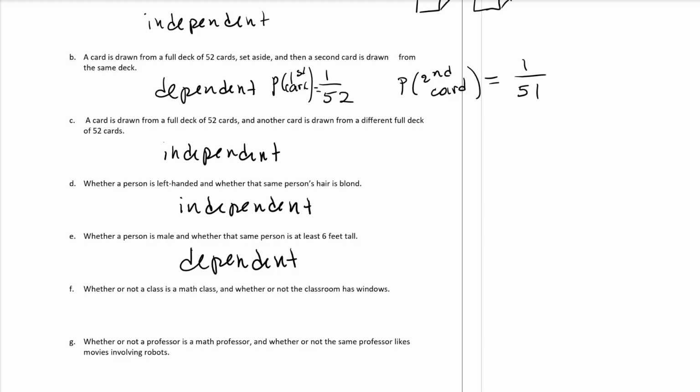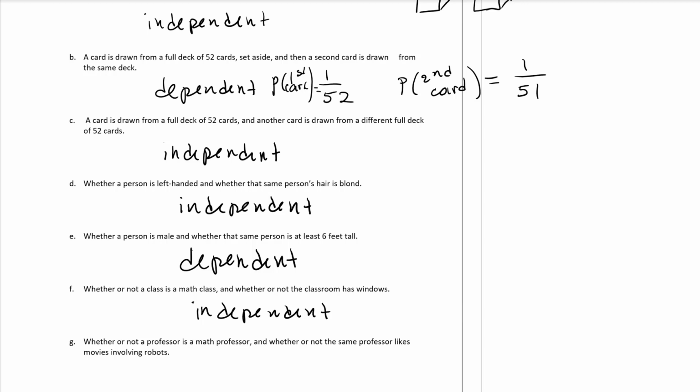Part F, whether or not the class is a math class and whether or not the classroom has windows. Is there any relationship between having windows and whether it's a math classroom or not? Are these dependent or independent events? I'll give you a moment. Well, these are definitely independent. What does the fact that there are windows have to do with the subject? Not every classroom has windows. You might be in a basement that doesn't have any windows, but what does it have to do with the subject? So these events are independent.